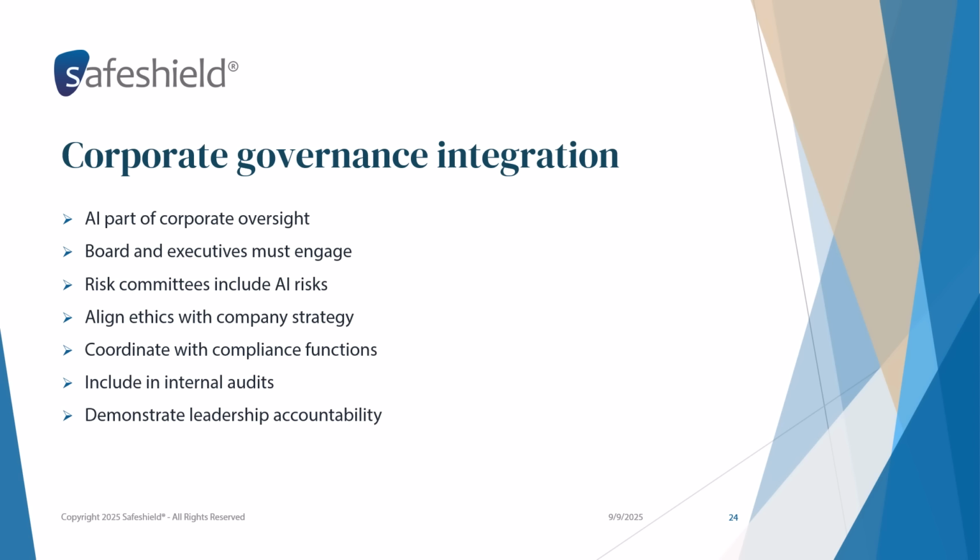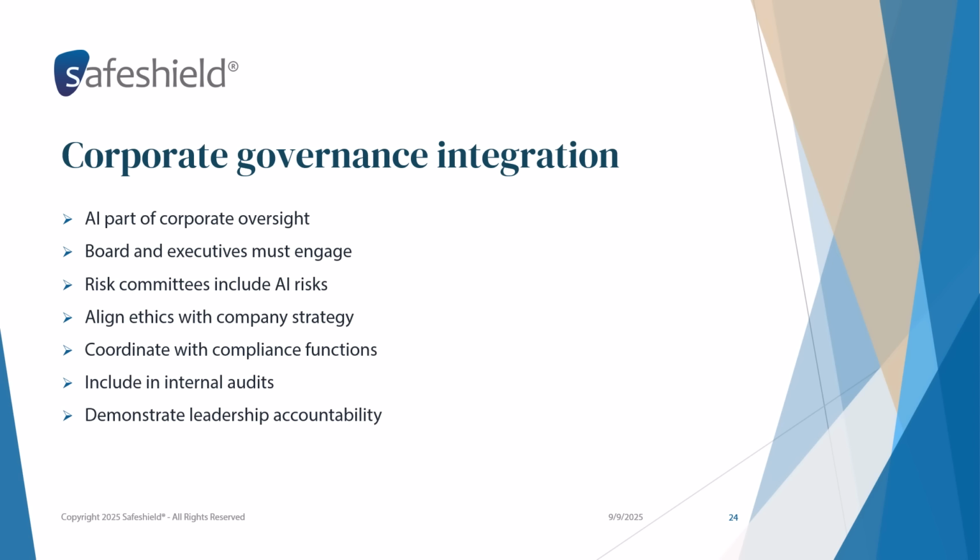Risk committees should evaluate AI risks alongside financial, operational, and cybersecurity risks. Internal audit functions must include AI governance in their scope. Integration also ensures consistency. Policies on fairness, transparency, and privacy must align with corporate values and existing governance systems. For example, AI ethics committees should coordinate with data protection officers and compliance departments. Embedding AI governance into corporate governance creates synergies, avoiding duplication and ensuring accountability across the organization.